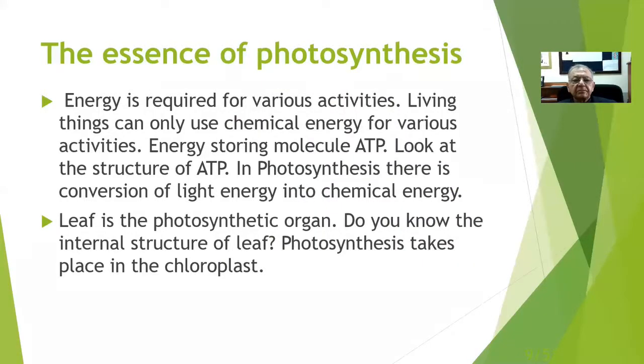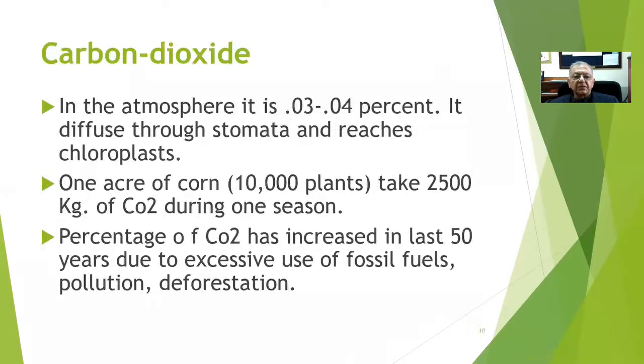Now here, what actually happens in photosynthesis, or what is the essence of photosynthesis? The essence of photosynthesis is that there is conversion of light energy into chemical energy. This is what happens in the case of photosynthesis, this conversion of light energy into chemical energy. ATP is formed. So this is what we say takes place in photosynthesis.